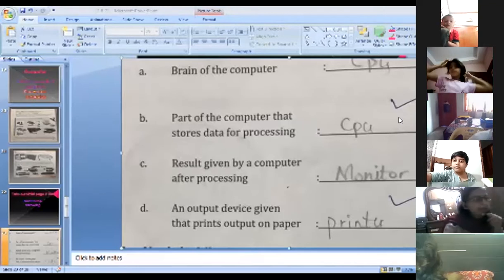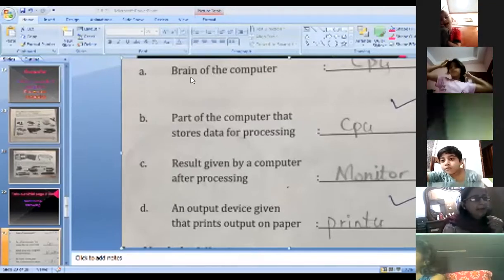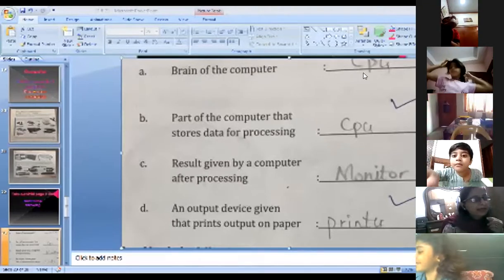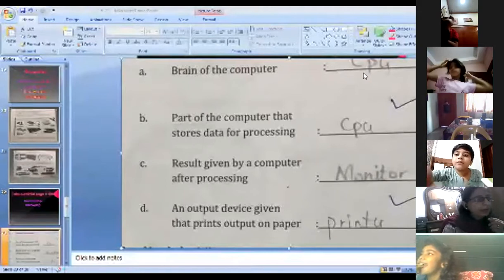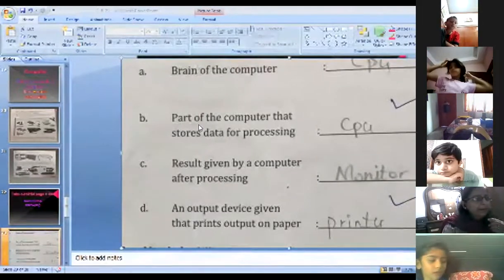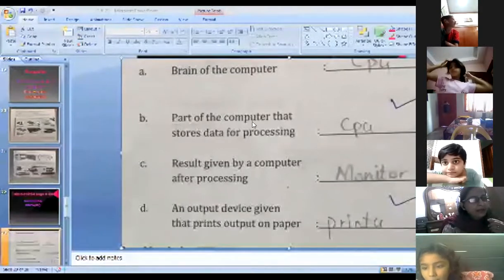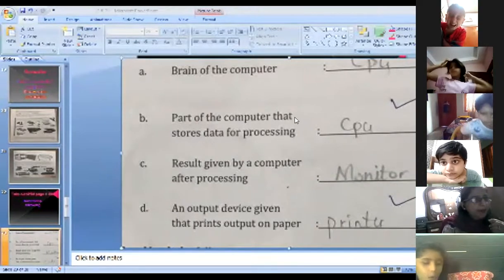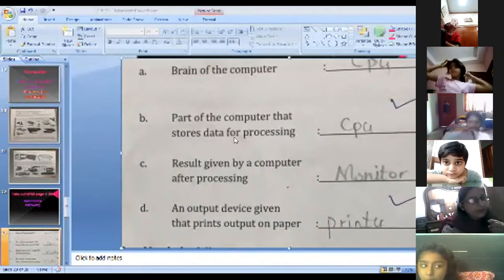Okay. In the last minutes, we revise this. Part A, brain of the computer. You write here CPU. Brain of the computer, CPU. Part B, part of the computer that stores data for processing, CPU.